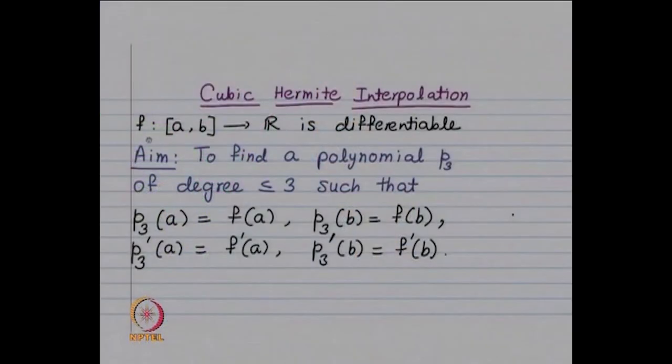So, assume that f is defined on interval a b taking real values, and assume that it is differentiable. Aim is to find a polynomial p 3 of degree less than or equal to 3, such that p 3 at a is equal to f at a, p 3 at b is equal to f of b. The derivative of p 3 at a is equal to f dash a, and derivative of p 3 at b is equal to f dash b.